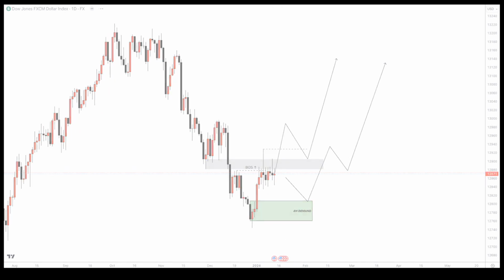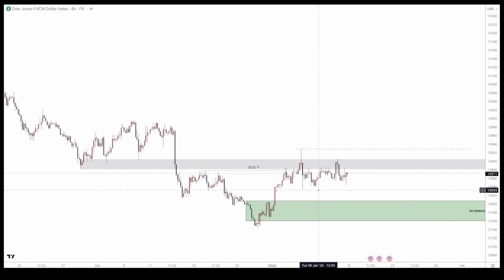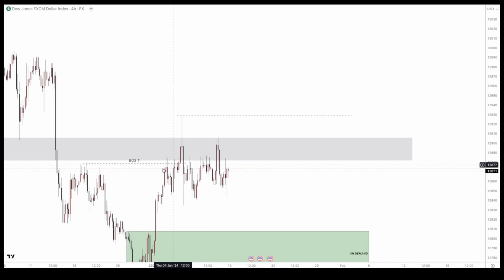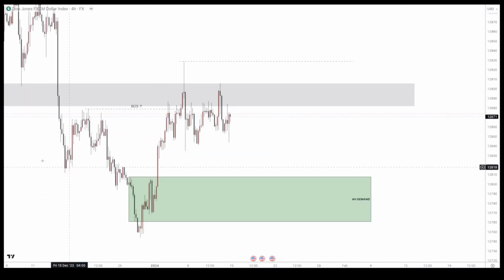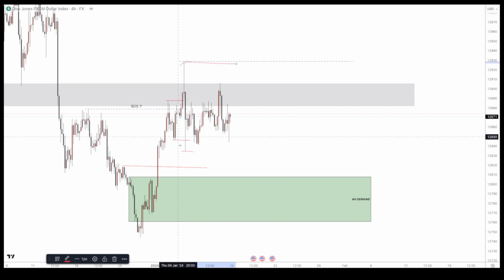Let me just drop to the 4H and see what this 4H is giving us. We do see that we were bearish here with this lower high, lower low, lower high, lower low, and price came back up here to break above and create our new high, which is our higher high. This is our higher low. We created a new higher high, and from there we broke structure to the downside.